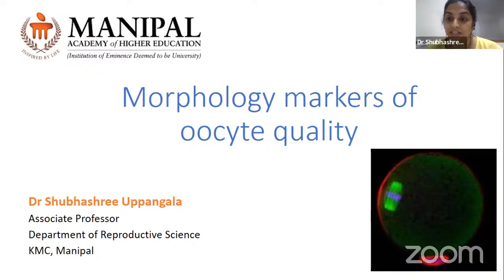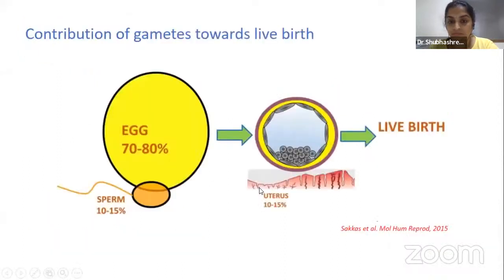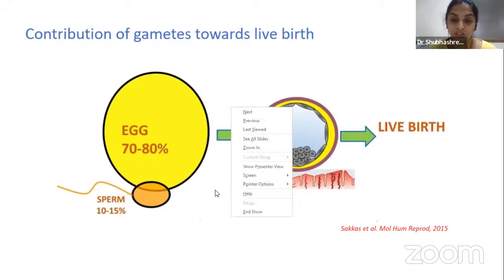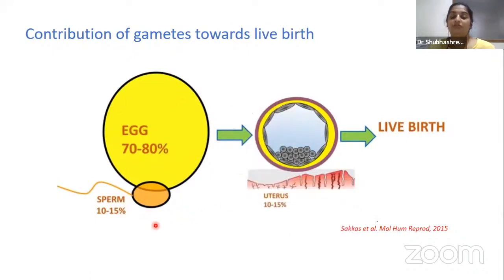Thank you to the organizers for giving me this opportunity to present my knowledge regarding the morphology markers of oocyte quality. So why do we have to assess the morphology of the oocyte? That is mainly, if you see, what is the contribution of gametes towards live birth? If you see this picture, you will understand the contribution of gametes towards implantation and live birth.